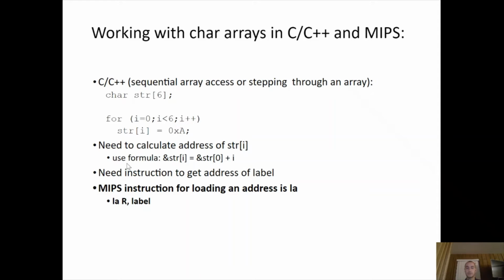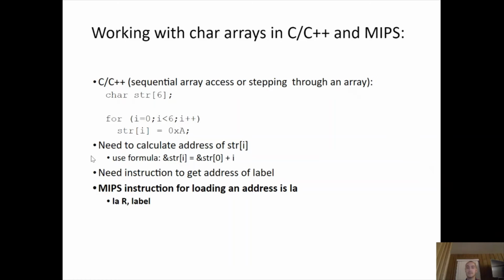If you want to put it down in a formula, this is what we have. We have the address of str[0], which is the beginning address of this array, plus i, which is the index that we are dealing with. And that's going to be the address that this is referencing, so that's the address of the ith element. So basically that's what happens in C++.